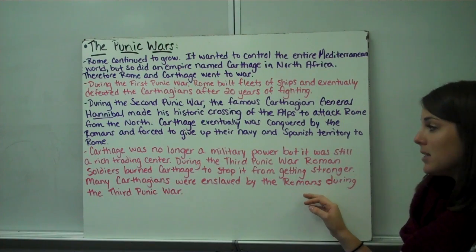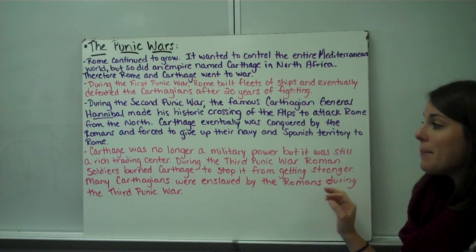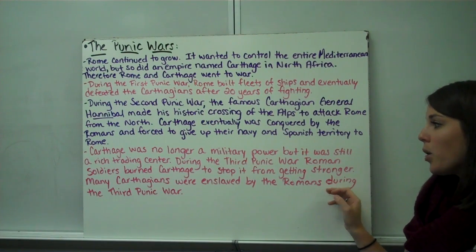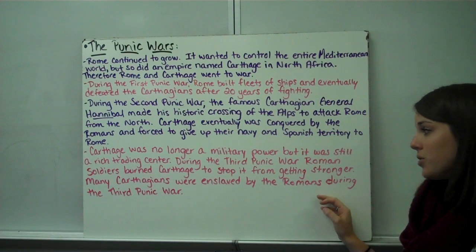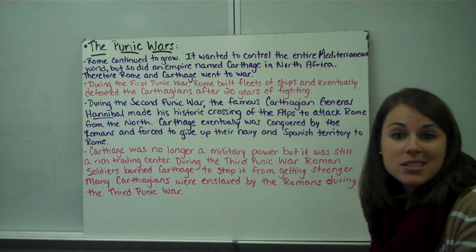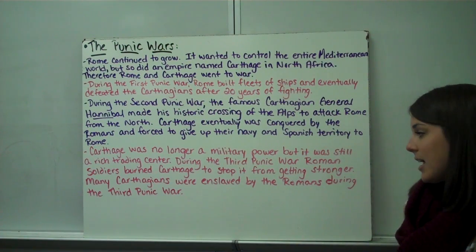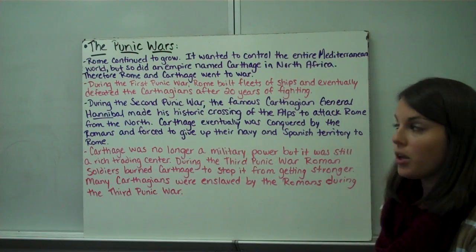Carthage was no longer a military power after the Second Punic War, but it was still a rich trading center. During the Third Punic War, Roman soldiers burned Carthage to the ground, because they were afraid of them getting stronger. Many Carthaginians were enslaved by the Romans during this Third Punic War.